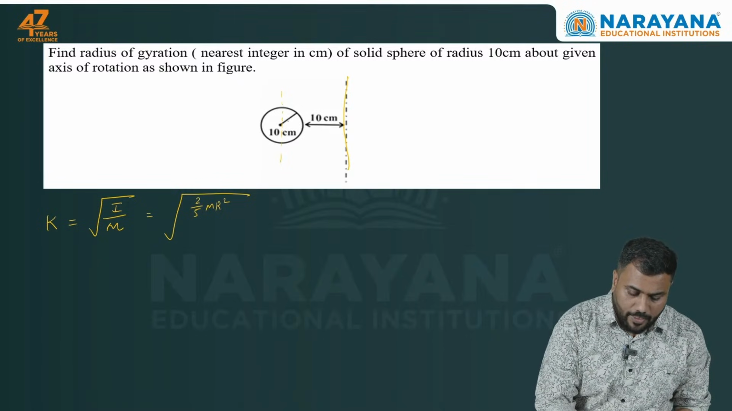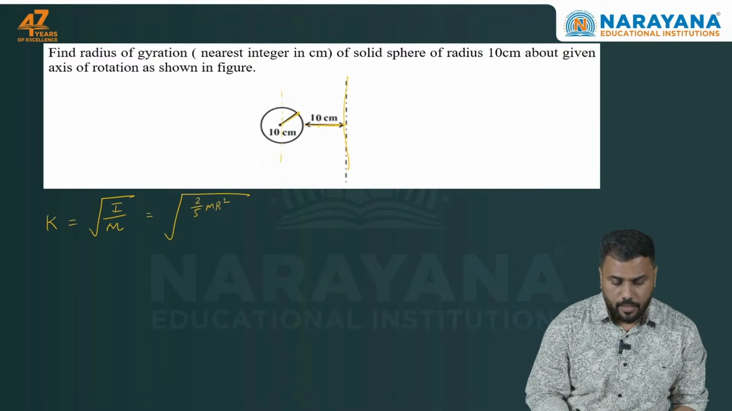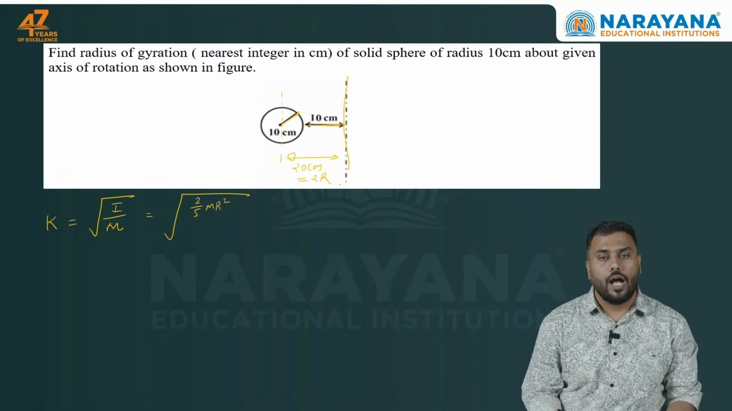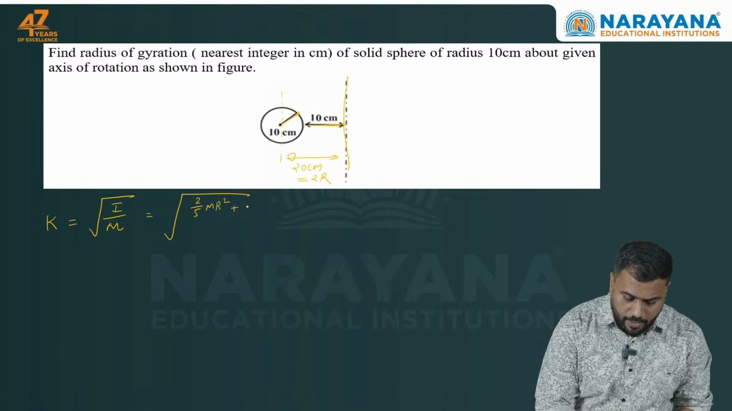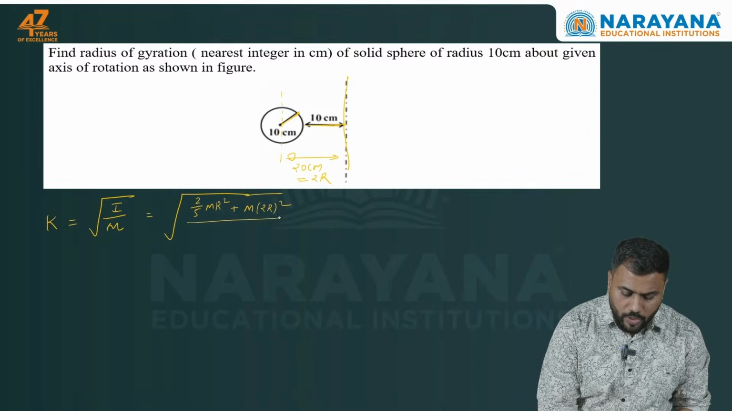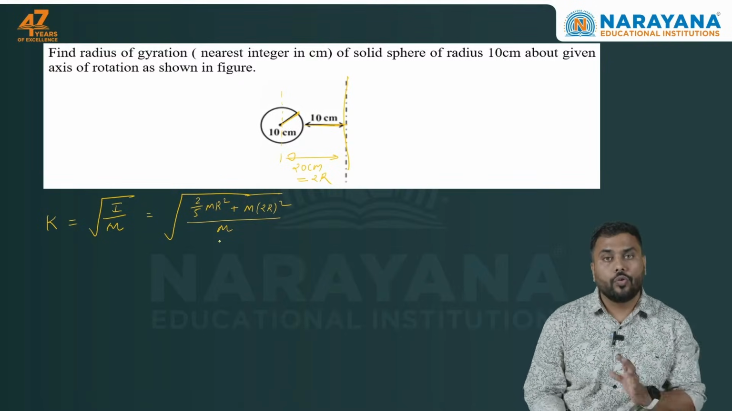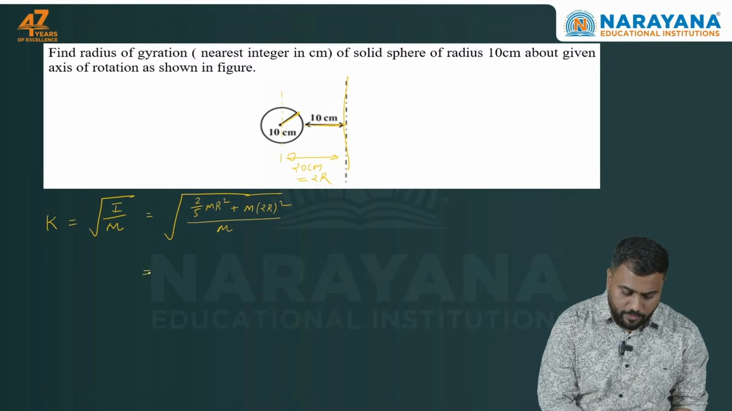If I see the diagram, the radius of sphere is 10 centimeter and this distance is also 10 centimeter. So the total distance between these two axes is going to be 20 centimeter, which I can also write as 2r. So by parallel axis theorem, I will add m into distance square, that is m(2r) square, along with this. So this whole expression divided by m, root of that, this will give me my radius of gyration.